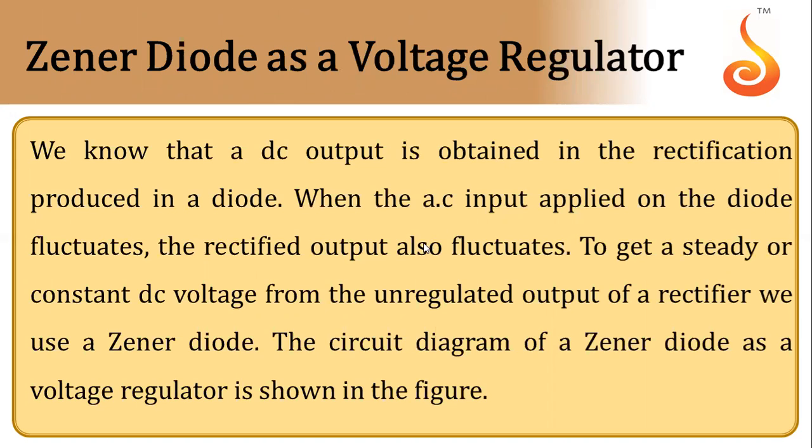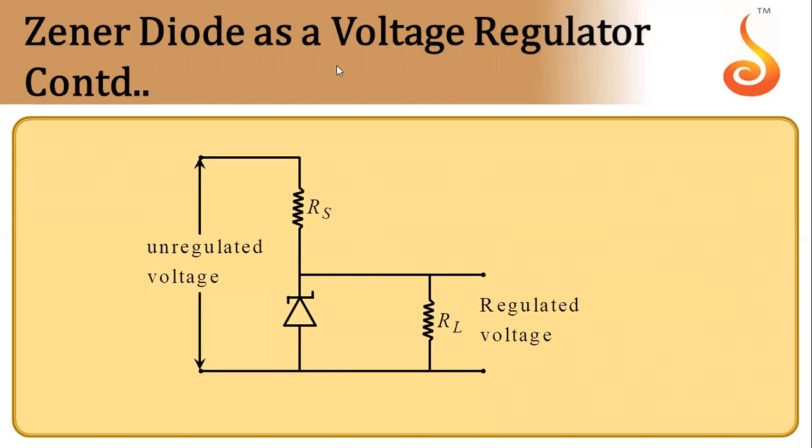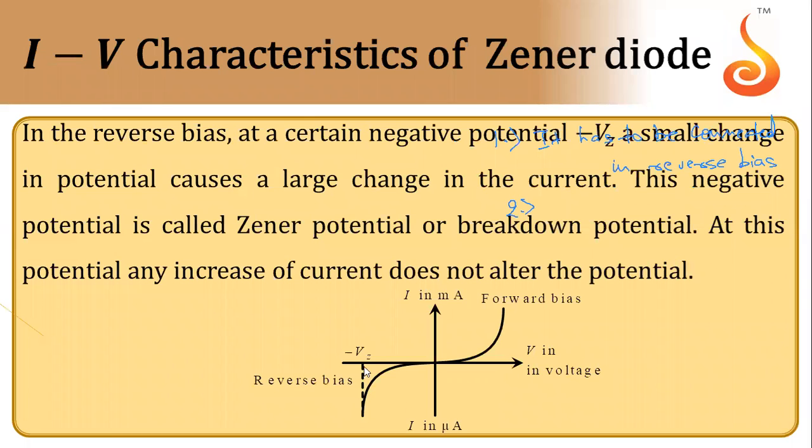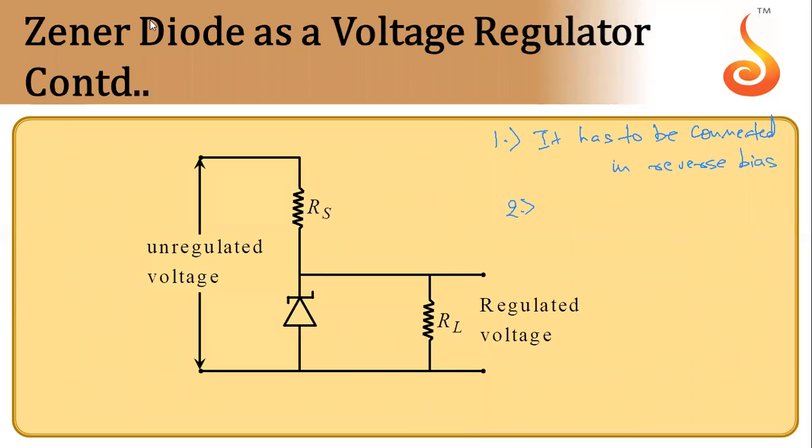Next is our working of Zener diode as voltage regulator. A few things you have to remember here: when we are using Zener diode as voltage regulator, it has to be connected in reverse bias. The second important property here is, as you can see from the curve, once this breakdown takes place, a large amount of current will start flowing across the Zener diode, but the potential difference across the Zener diode will remain the same as Vz. So we can write the second point here.